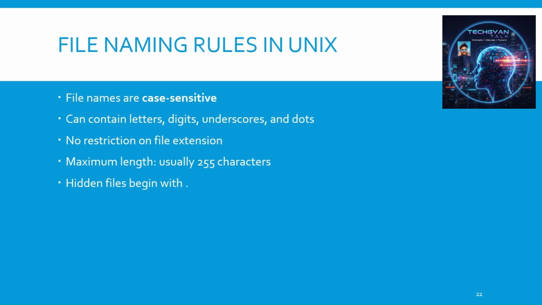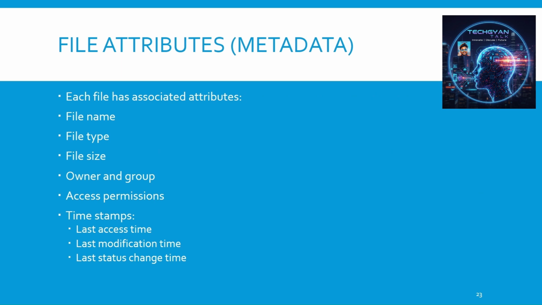Next are file naming rules in Unix. File names are case sensitive and can contain letters, digits, underscores, and dots. No restrictions on file extensions. Maximum length is usually 255 characters. Hidden files begin with a dot.